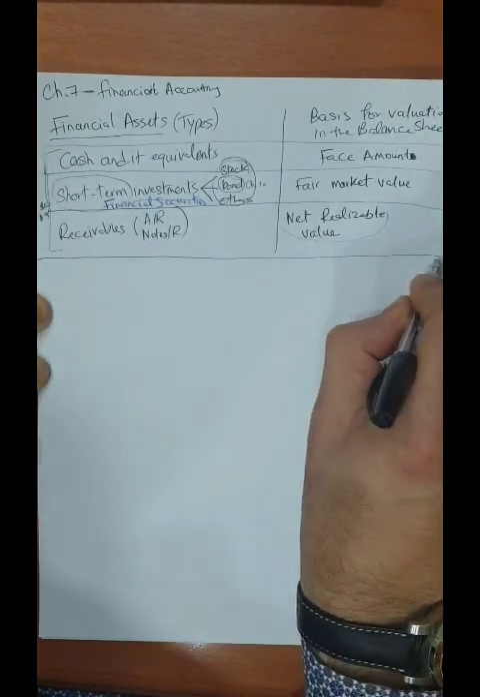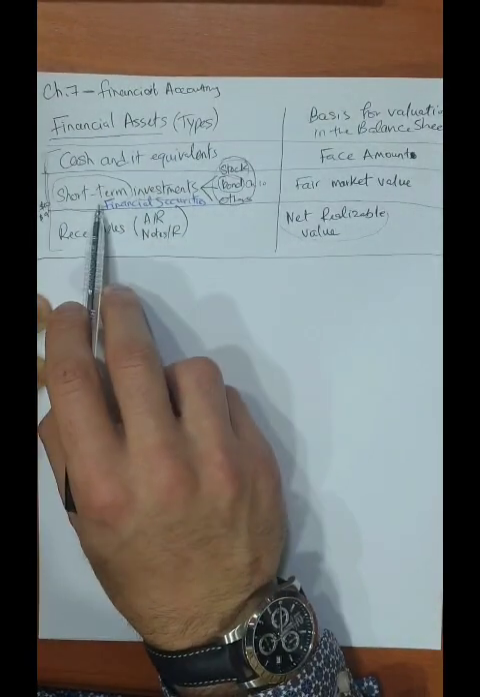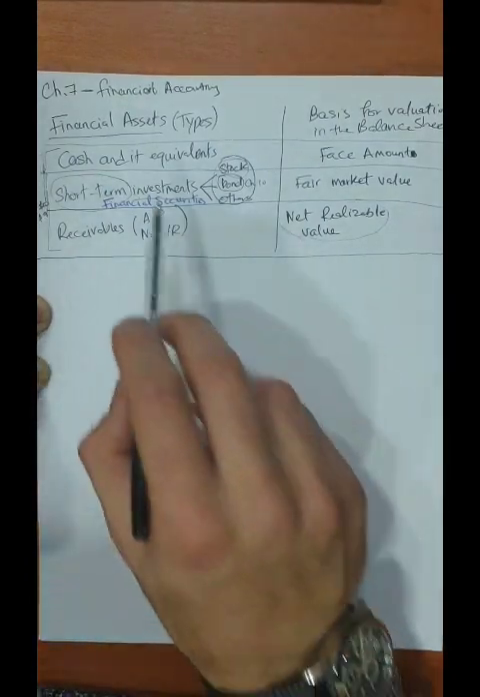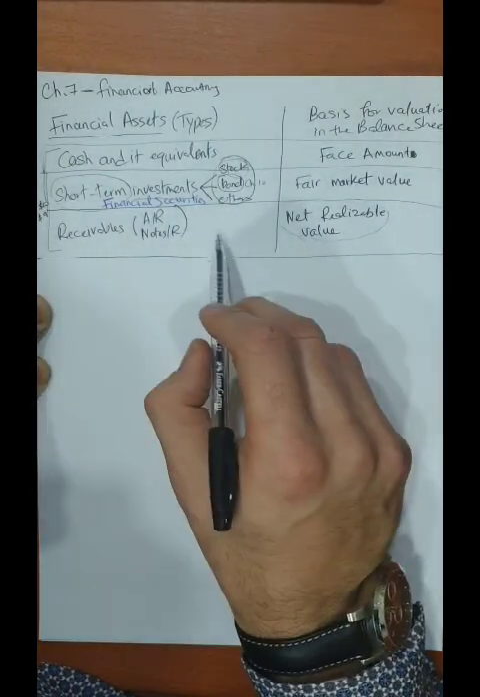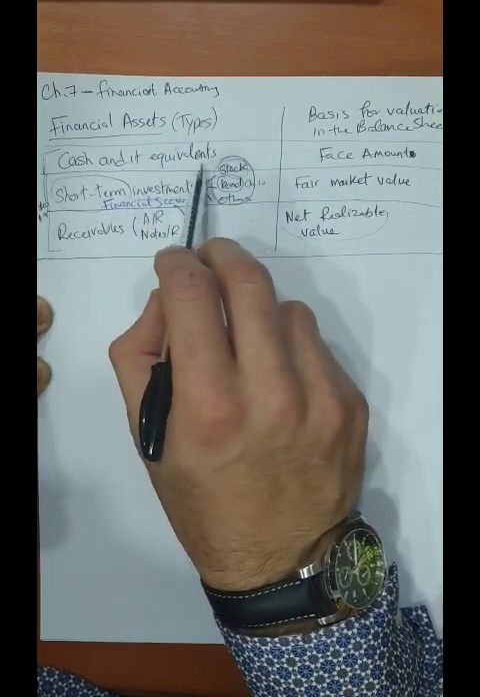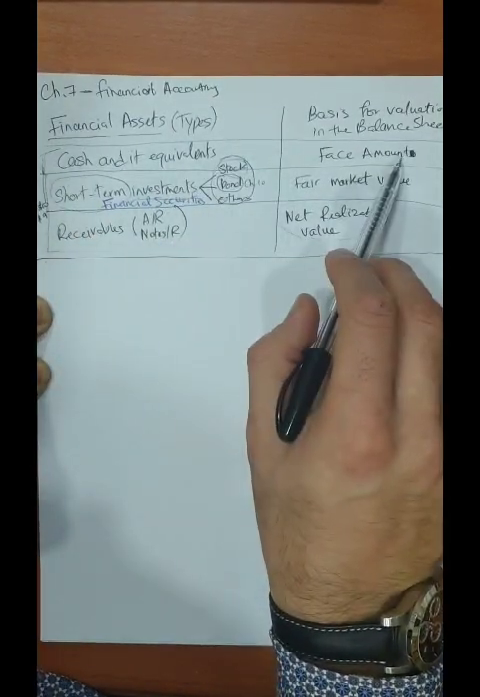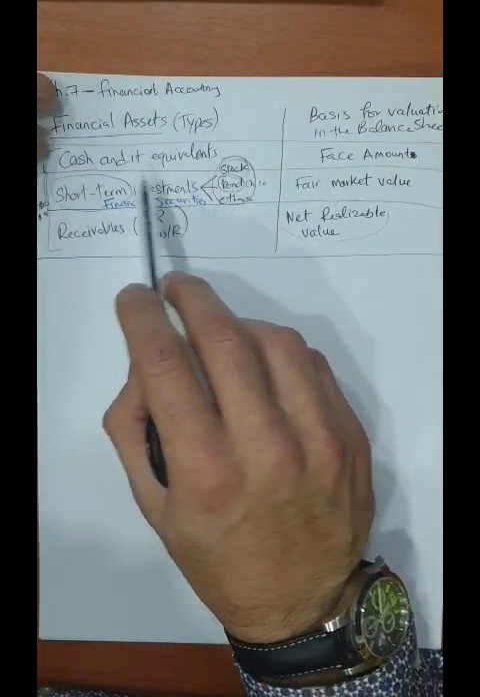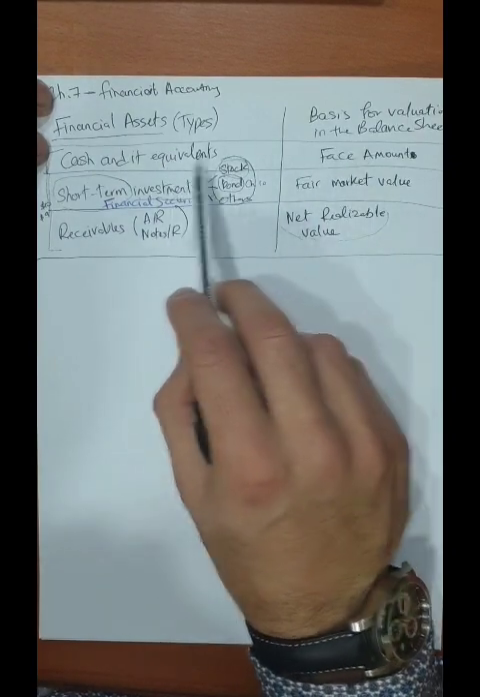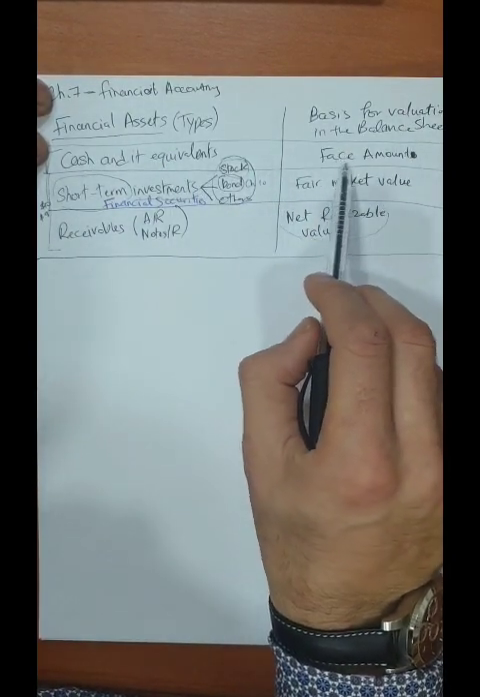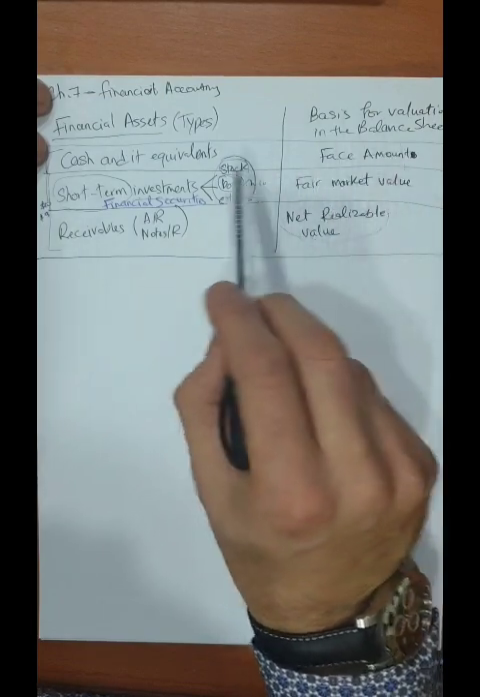So I will start with short-term investments or financial securities and proceed to the receivables part, which is the bigger part. Cash and its equivalents, we will not discuss in this video any details about it. You need only to know that cash and its equivalents are stated at their face amount in the balance sheet.